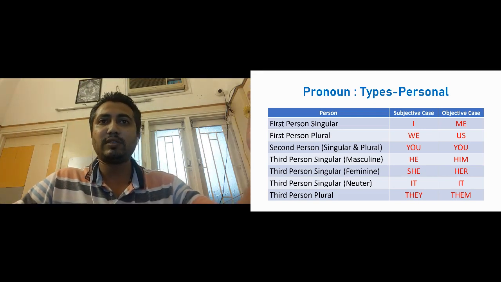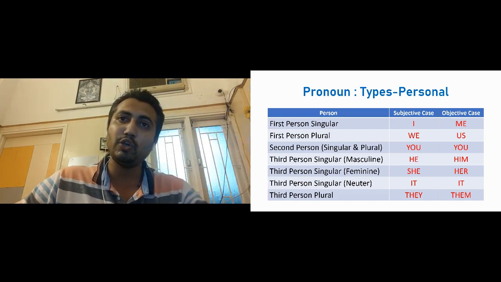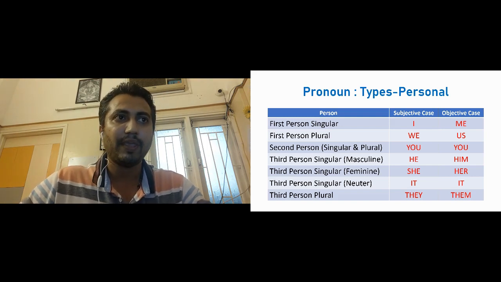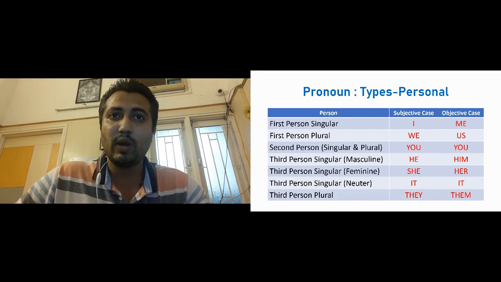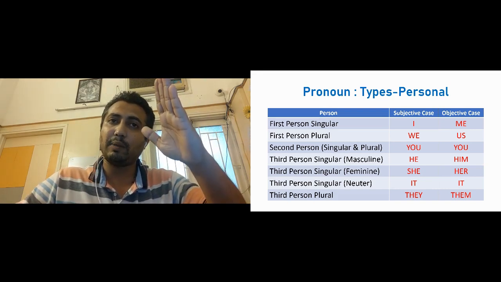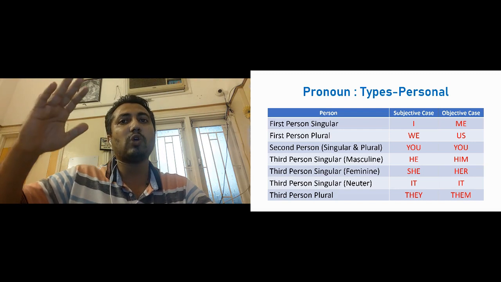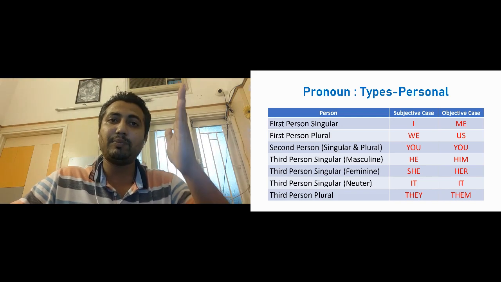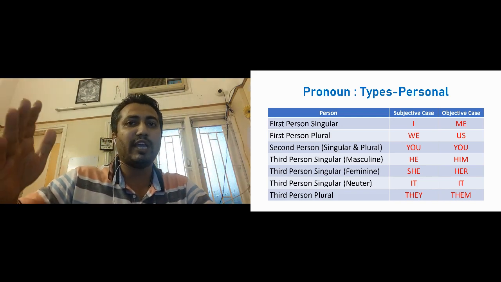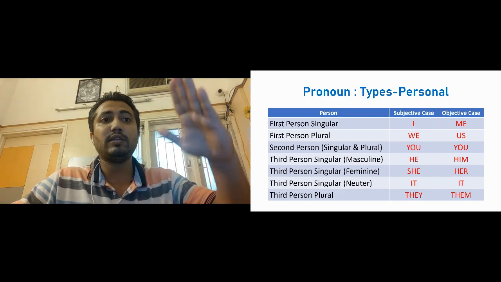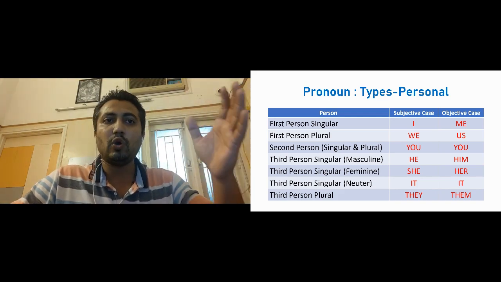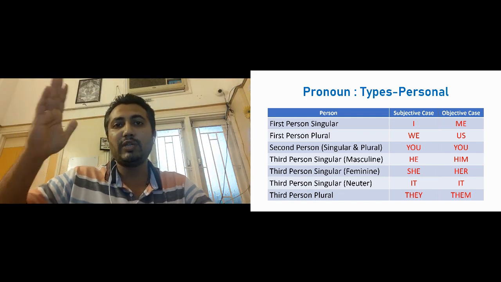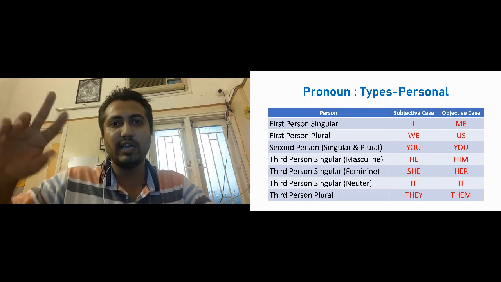Now second person singular and plural, subject is you and the object is you. Again, here the subject and object are the same. Then third person singular masculine: if the pronoun is subject, it will be he, and if the pronoun is object, it will be him. Feminine, third person singular feminine: if it is subject, it will be she, and if it is object, it will be her. Then third person singular neuter gender, non-living thing. If it is a subject, it will be it, and if it is an object, it would again be it. Here also they are the same.